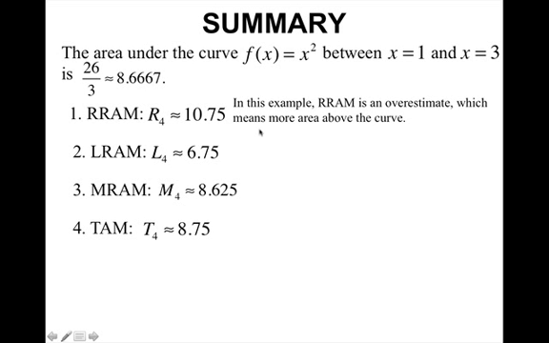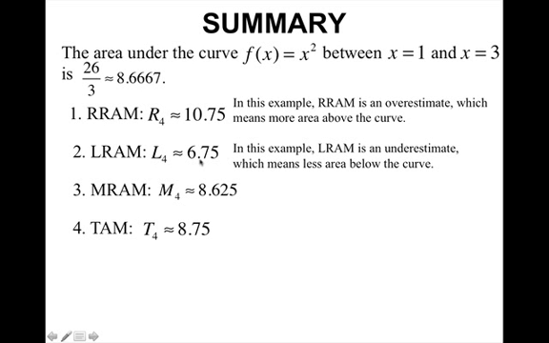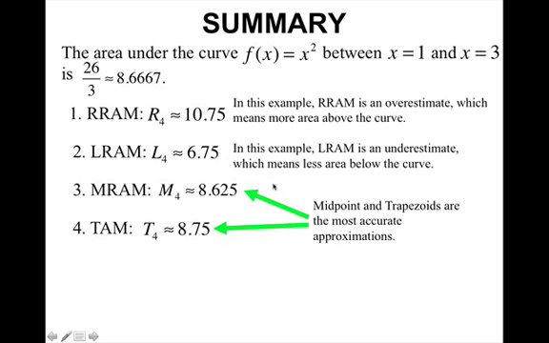In the right rectangular, we notice that this is an overestimate, which means that there's more area above the curve. For the left rectangular, this is an underestimate, which means there's less area below the curve. Oh, sorry, I guess this should be below. And midpoint and the trapezoids were the most accurate approximations. And if you actually notice, midpoint, in this case, was the most accurate.